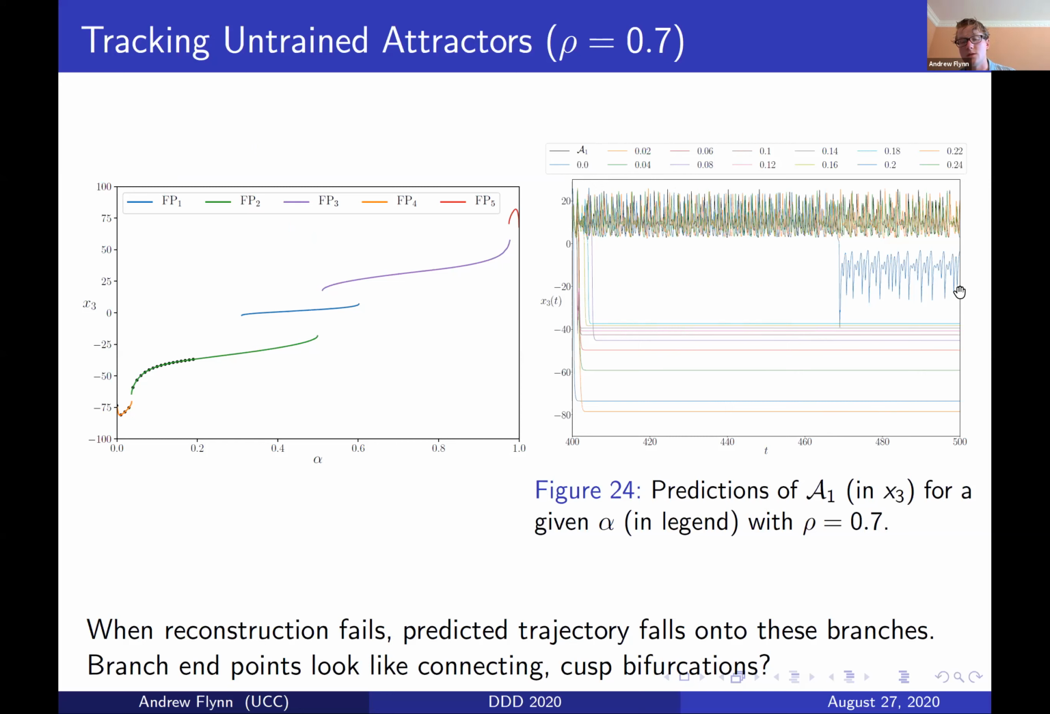Also, you can see here some cases where the prediction switches to the other chaotic attractor. But the important thing to take from this is that if you plot these failures on this picture, when the prediction fails, they fall directly onto these branches.